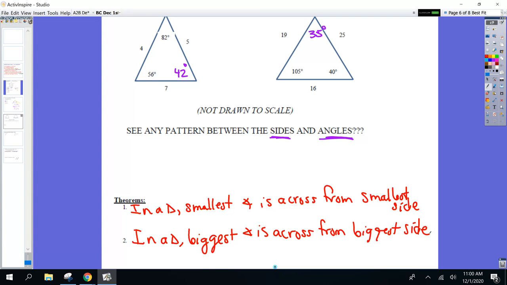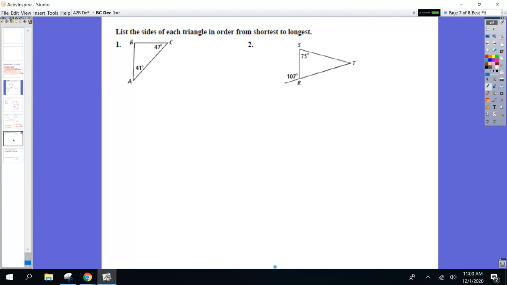Every single time. Can't go wrong. All right. So what do you say we put this to use? I'm going to have somebody list the sides from shortest to longest. Cannot list the sides unless you know all 3 angles. So if you got a calculator around you right now, go ahead.